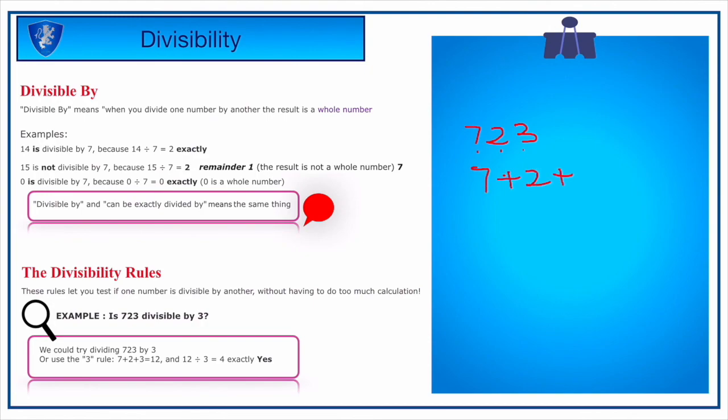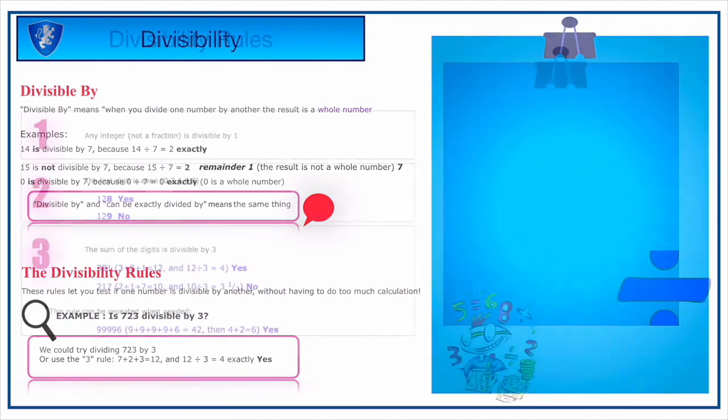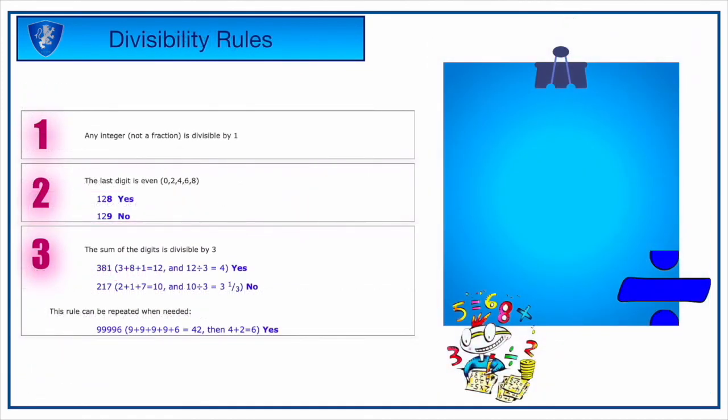Now, is 12 divisible by 3? Does 12 come in your 3 times table? Yes, it does. So this number 723 can be divided by 3 or is divisible by 3. So that's a good example. Now let's look at all these numbers individually. And the first number is, we said, any integer.